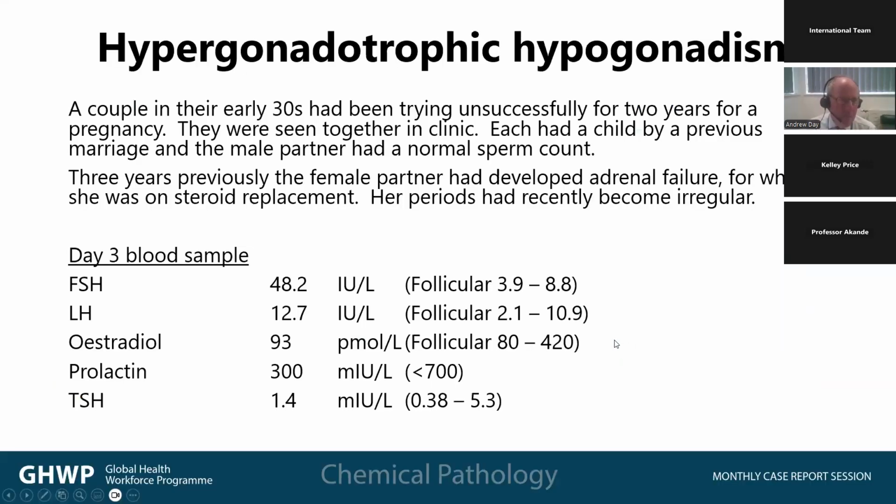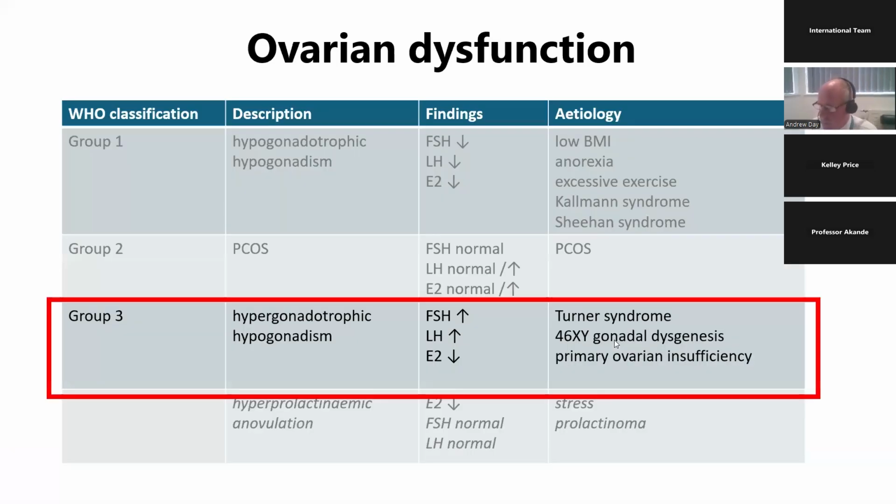So here's a couple in their early 30s who've been trying unsuccessfully for 2 years for pregnancy. They were seen together in the clinic, which is always good practice. Each had a child by a previous marriage, so they'd previously both parented a child. And the male partner had a normal sperm count. There was no evidence of any issue with the male partner. Interestingly, 3 years previously, the female partner had developed adrenal failure, for which she was on steroid replacement, and her periods had become irregular.